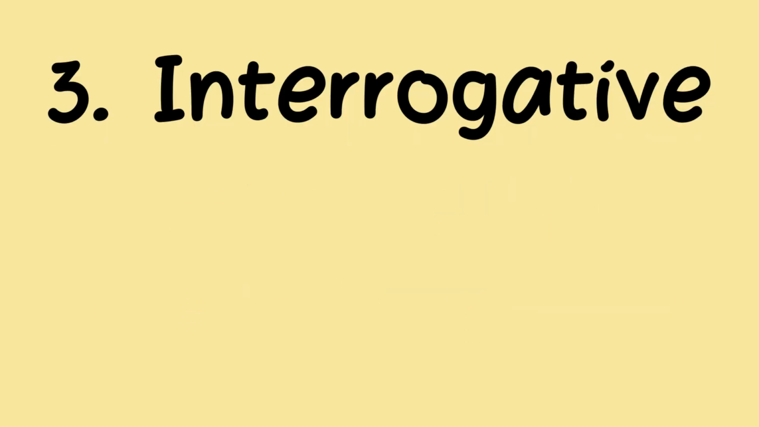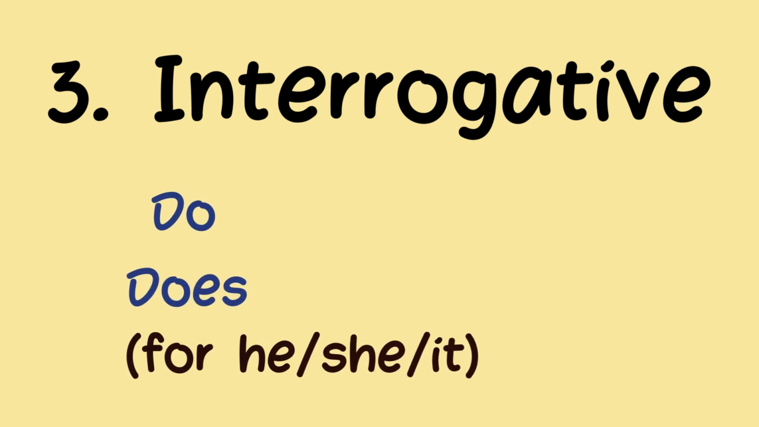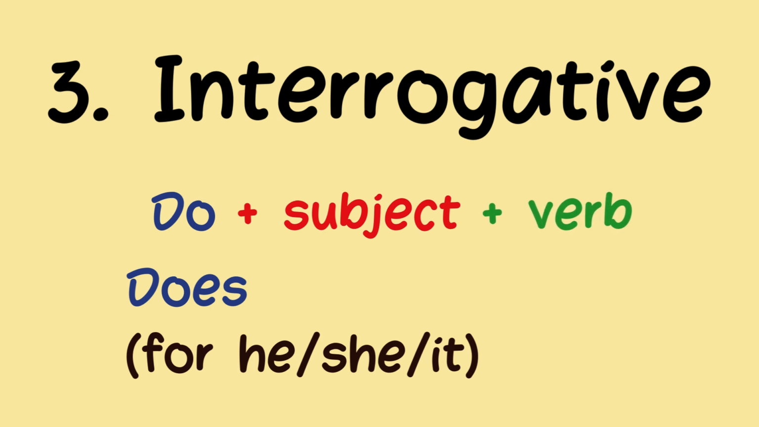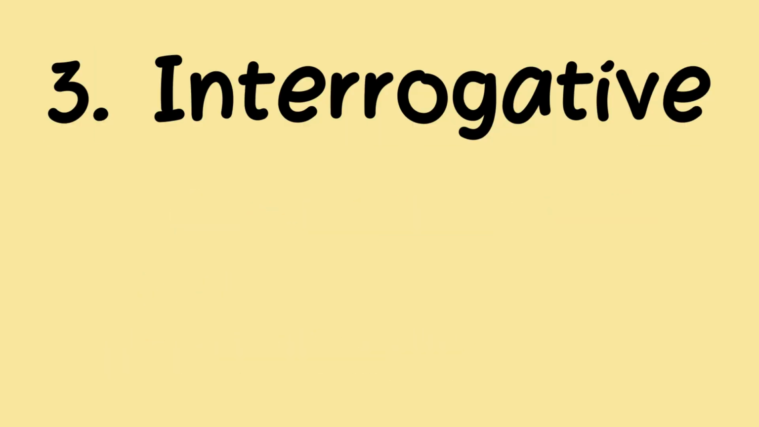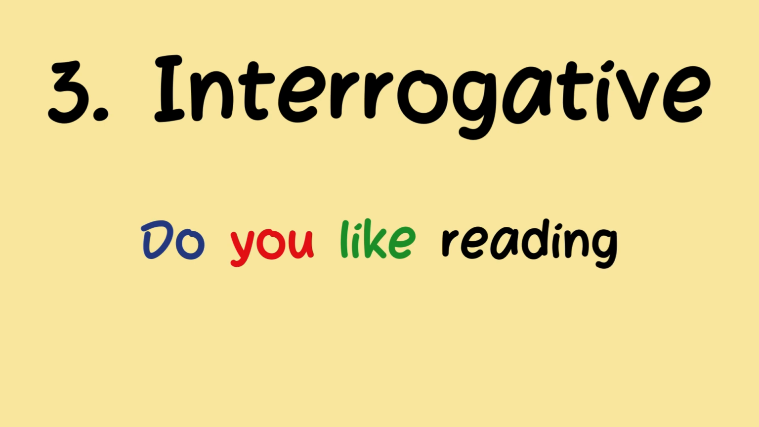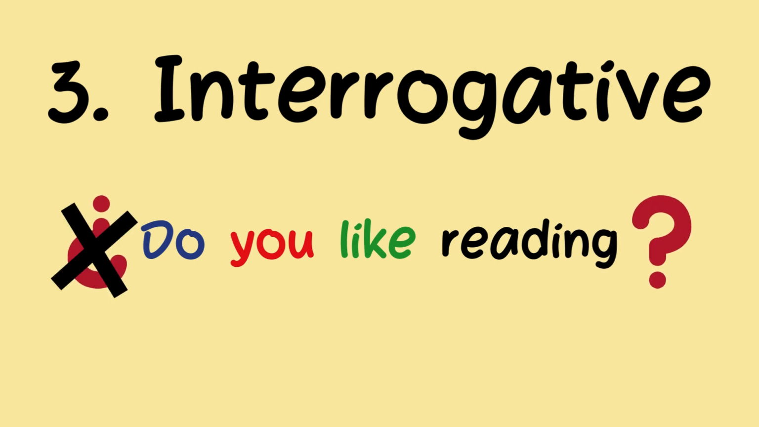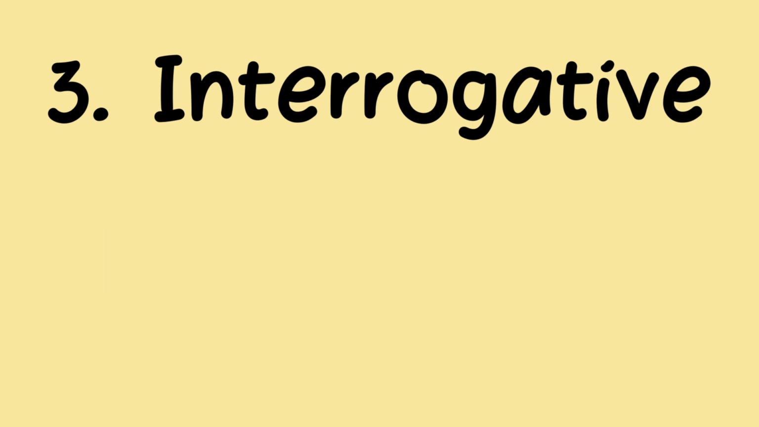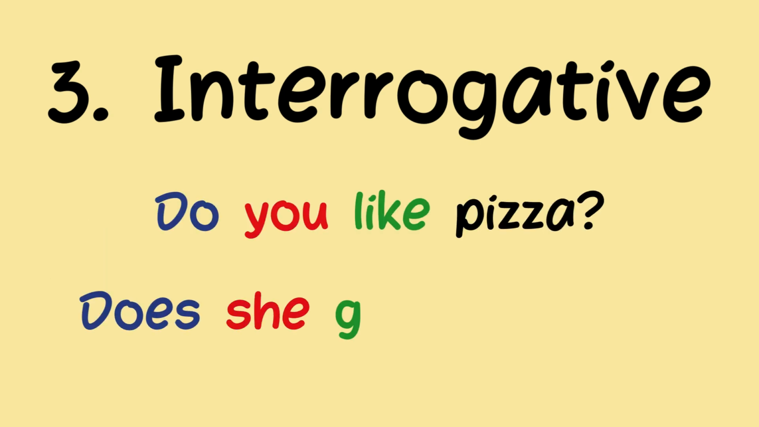For the interrogative, we need the auxiliary verb do, or does for third person singular, a subject, and the verb. Don't forget that questions in English need a question mark at the end, but not at the beginning. For example, do you like pizza? Does she go to school?